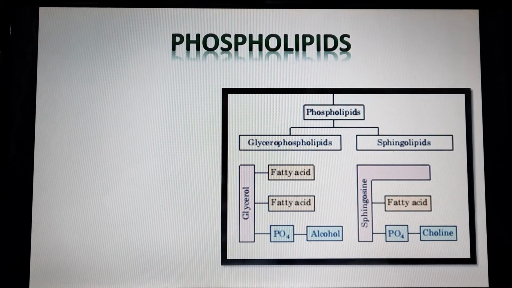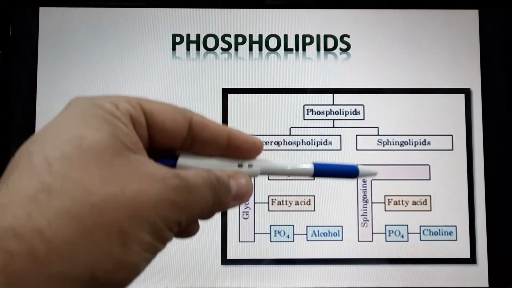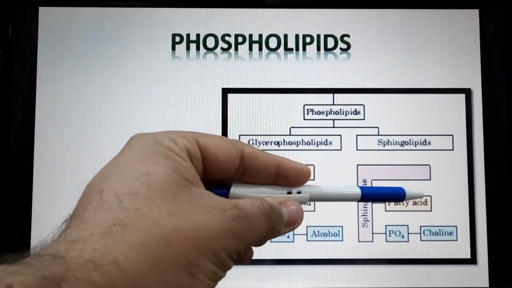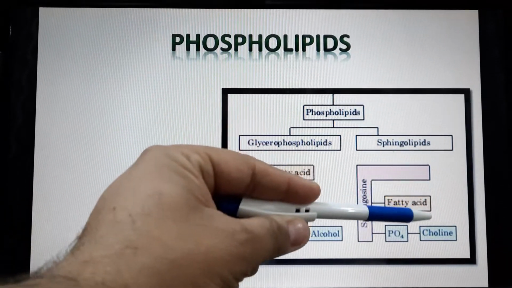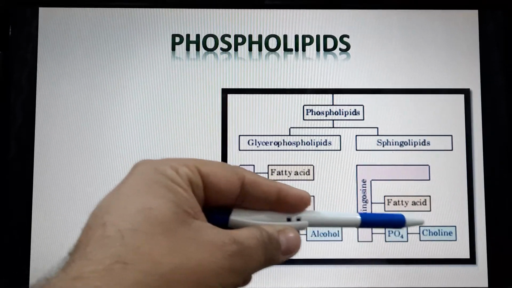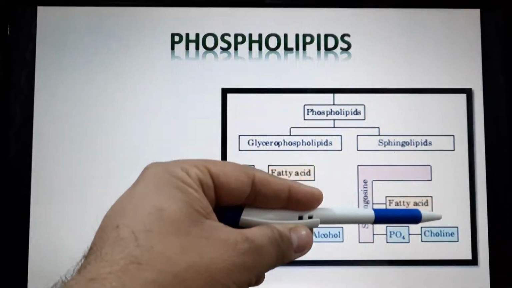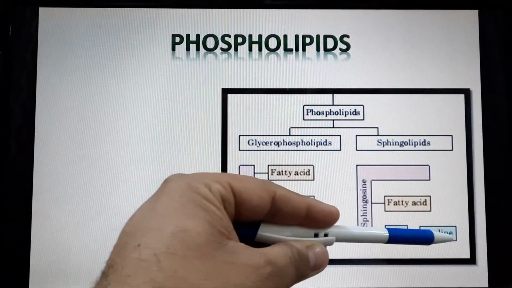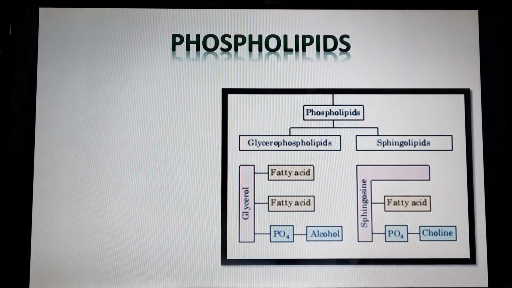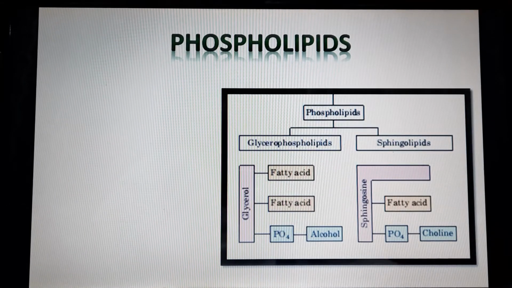But in sphingophospholipid, the backbone is sphingosine, to which a fatty acid is esterified, and a phosphate group is present as an additional group. To that phosphate group, only choline is attached, not other types of alcohol. Only choline will be attached to the phosphate group. So this is the main difference between glycerophospholipids and sphingophospholipids.